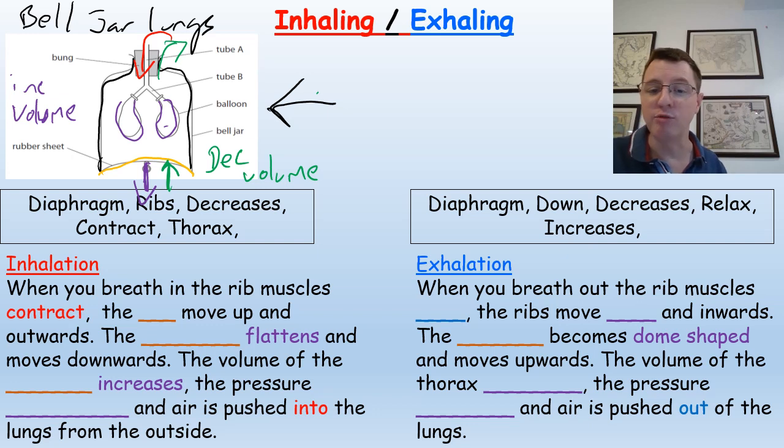When you breathe out, the intercostal rib muscles will relax, the ribs will move down and inwards, the diaphragm will move up and become dome-shaped, the volume of the thorax will decrease, and the pressure will increase, and air will be pushed out of the lungs.